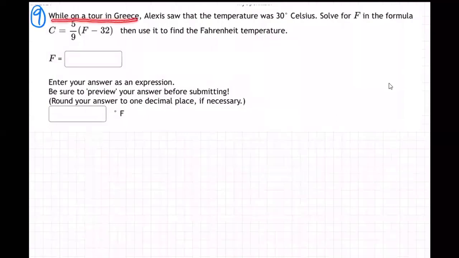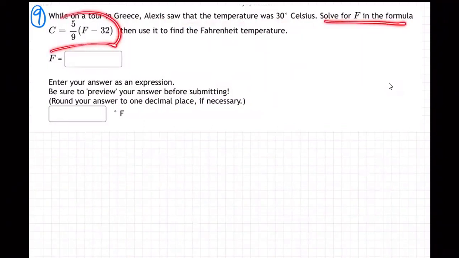While on a tour in Greece, Alexis saw that the temperature was 30 degrees Celsius. Solve for F in the formula right here, C equals 5/9 (F minus 32). Then use it to find the Fahrenheit temperature. This is a conversion formula. This is how we convert between Celsius and Fahrenheit. It's this formula right here.